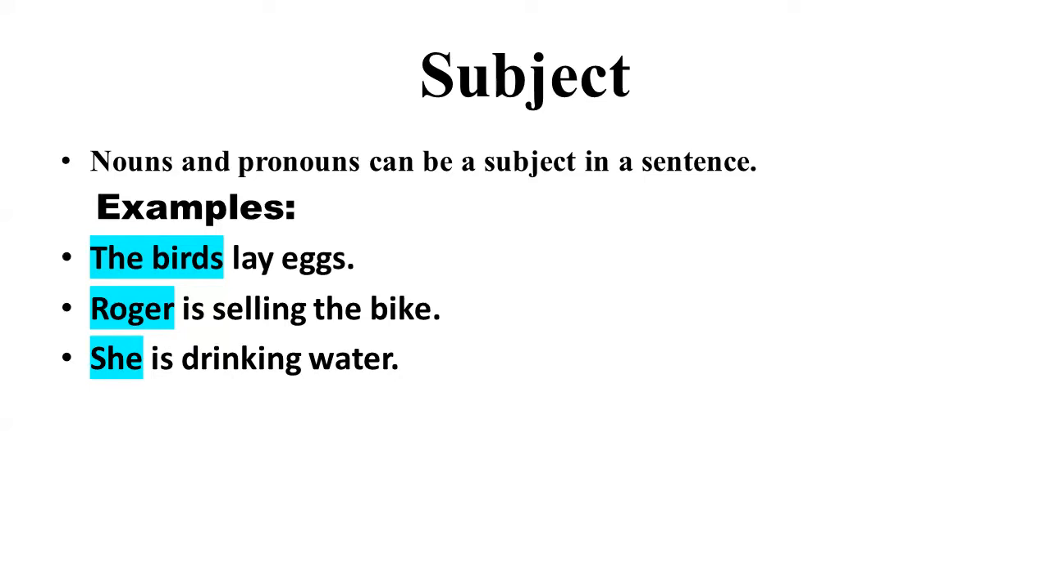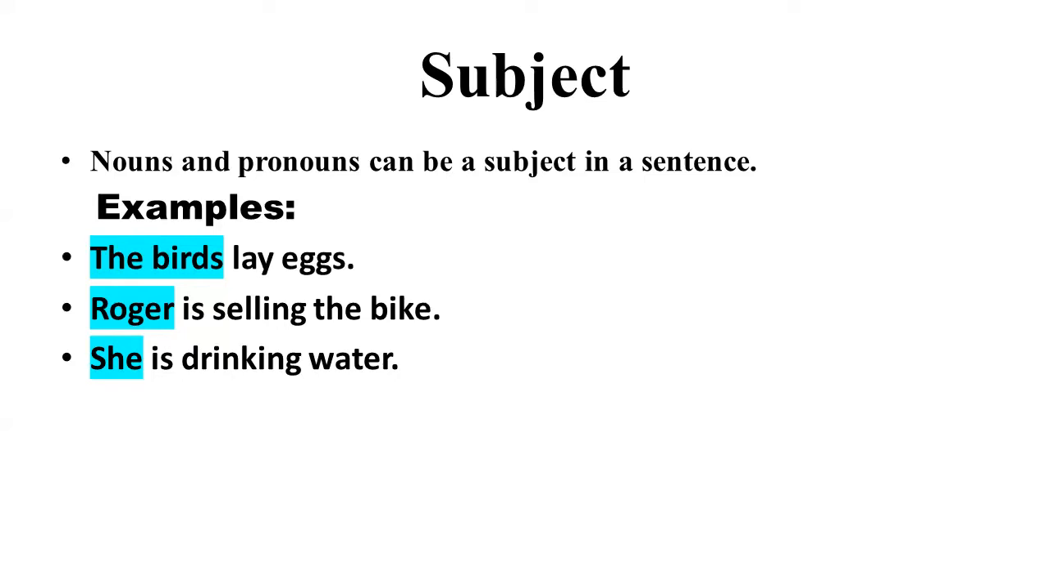Let us look at the other example. Roger is selling the bike. There is a piece of information in this sentence that someone is selling the bike. So we will ask the question, who? We will ask ourselves, who is selling the bike? The answer to this, who, is the subject. And we come to know that it is Roger who is selling the bike. It is Roger about whom we are talking. So Roger is the subject in this sentence.